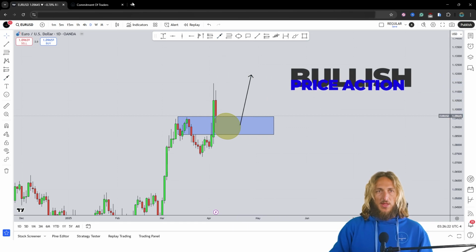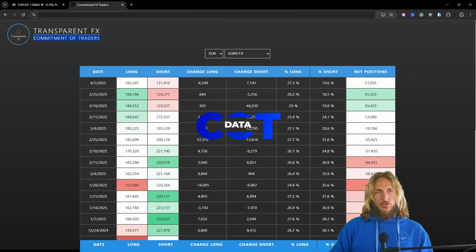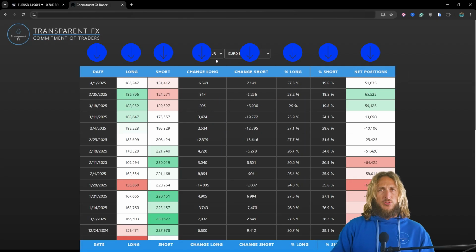Now, if we move to the commitment of traders analysis and we look at the euro to see what institutions are doing inside of this zone, what do we see?